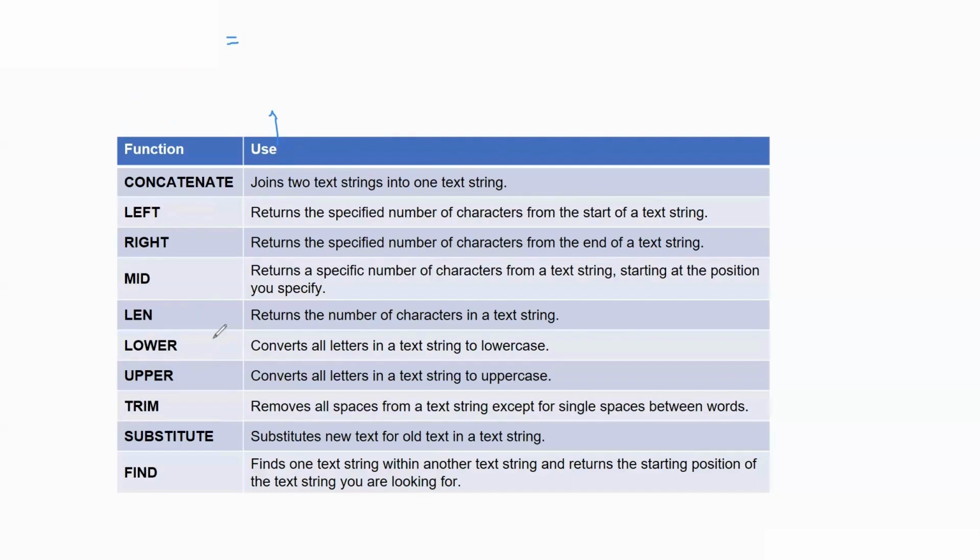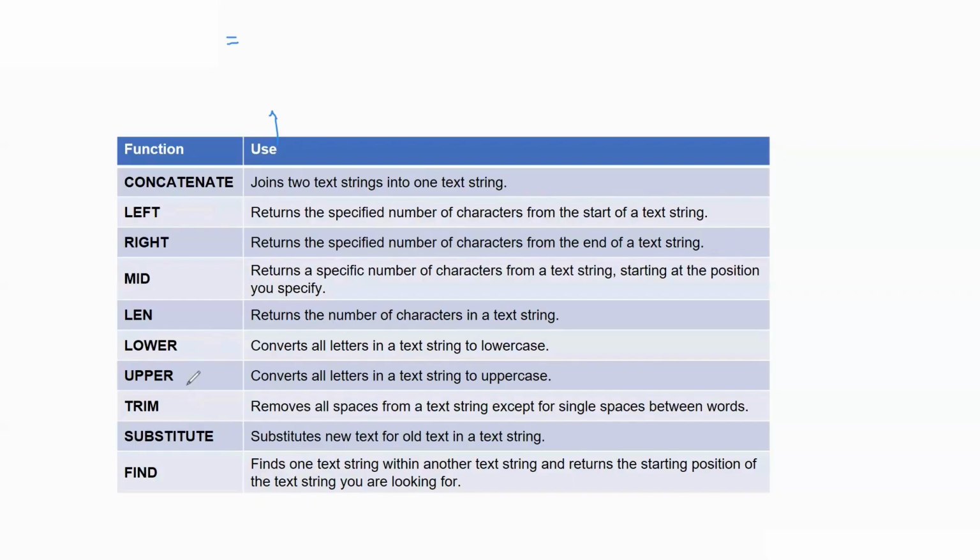Then we have lower, which would be used to convert the values to lowercase. Then we have upper, which would be used to convert the values to uppercase. Then we have trim, which would be used to remove extra spaces. Now this is not counting the spaces between two words. For example, let's say first name and last name have some space in between them. It would not be trimming that space, but it would be removing all the spaces which are around those words.